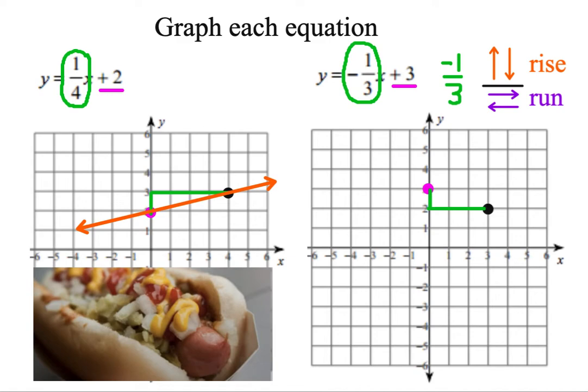Then we put our new point. Then we make a line connecting those, and we've done it. We've graphed this equation. What might this model? Feel free to pause if you want to keep thinking about it.